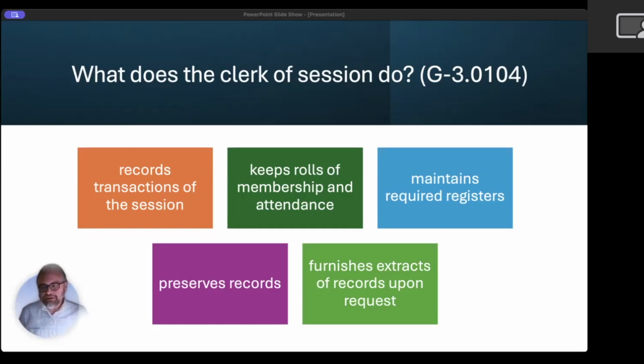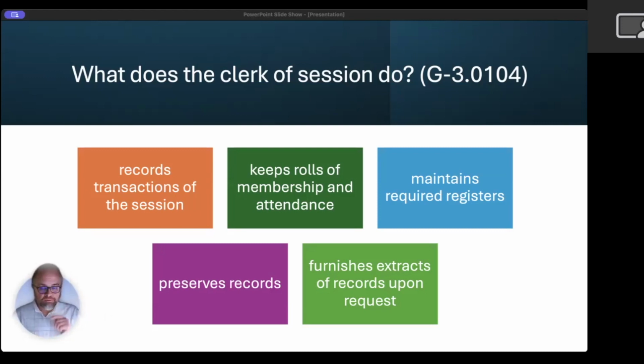The first thing you'll see in the Book of Order about the clerk is what the clerk even does. I want to point out these five things that are the core responsibilities of the clerk. We're going to talk at length about the first four, and I'll tell you about the fifth in a second. This is at G-3.0104. These are the things that all clerks do, not just clerks of session, but clerks of presbyteries and other places as well.